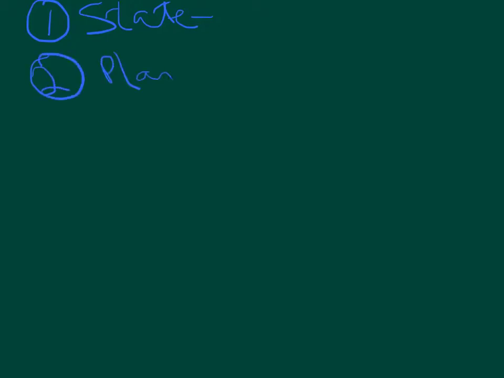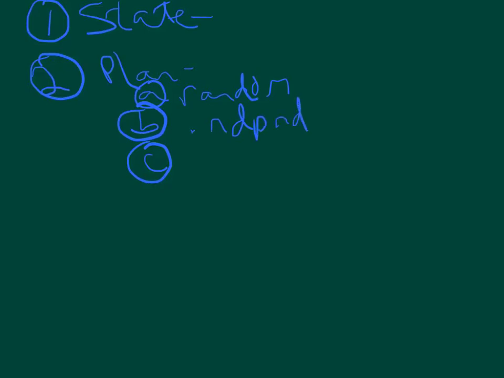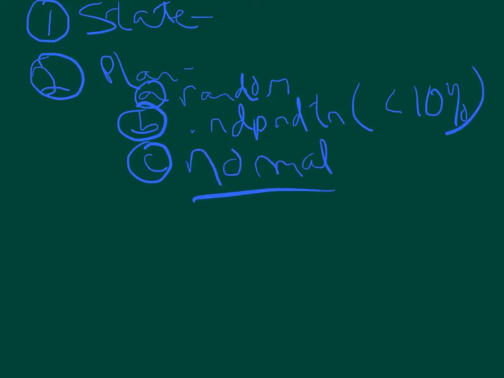My second thing is going to be to plan. I have to state my conditions. I have to say that I have a random sample. I have to say that it's independent because it's going to be less than 10% of the total population of cars. And in terms of normal, I actually can't say that it's normally distributed. I have to say that because of the central limit theorem it's going to be a bell-shaped curve, but I have to use the t distribution. I'm also going to try to draw my curve.